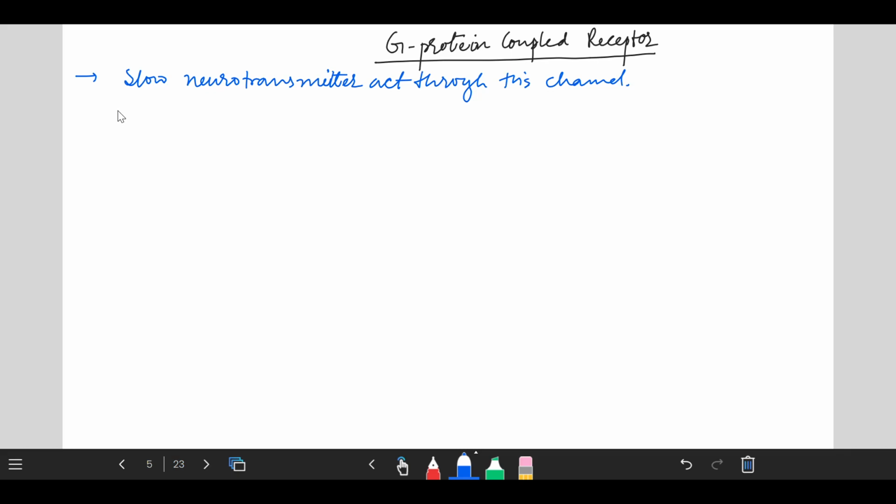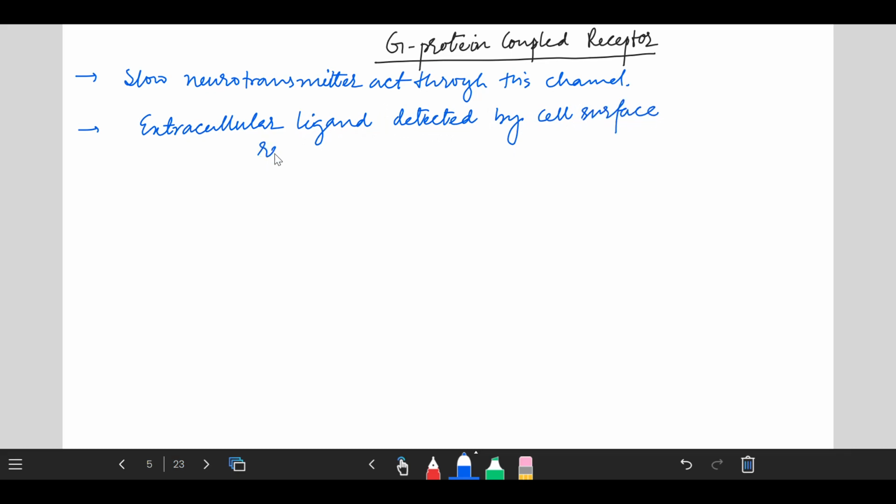So first, what I have said: the extracellular ligand is detected by a cell surface receptor. Then this cell surface receptor triggers the activation of a G protein. Then activation of G protein occurs, which is located in the cytoplasmic phase of your cell membrane. It means your cytoplasm, the inner part of your cell.